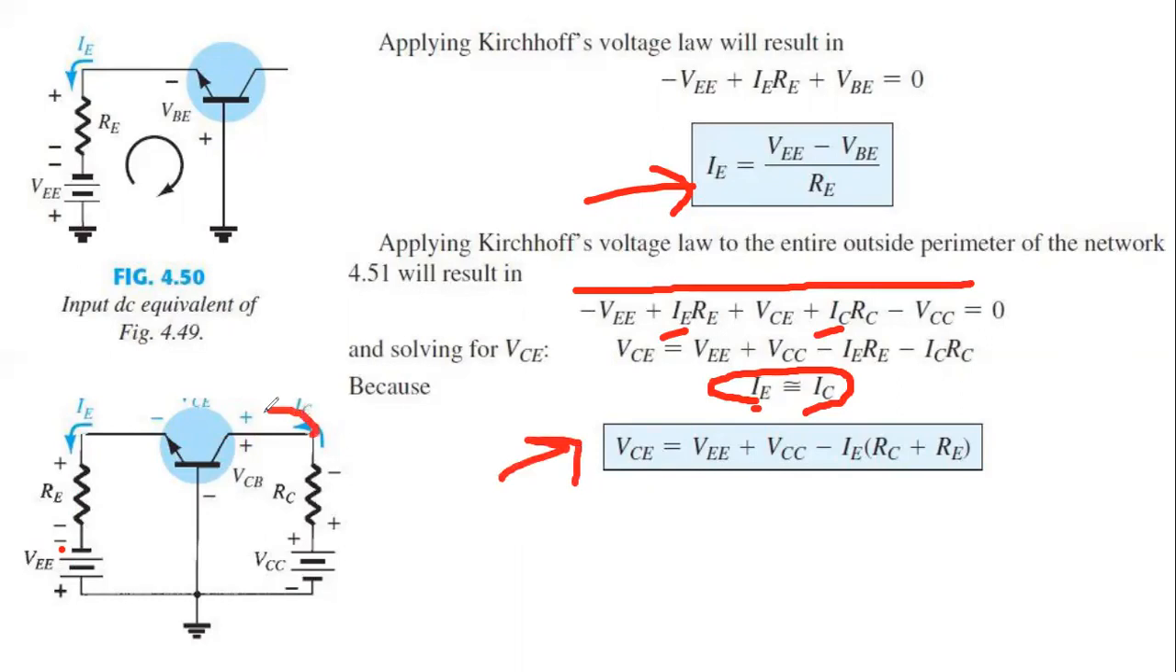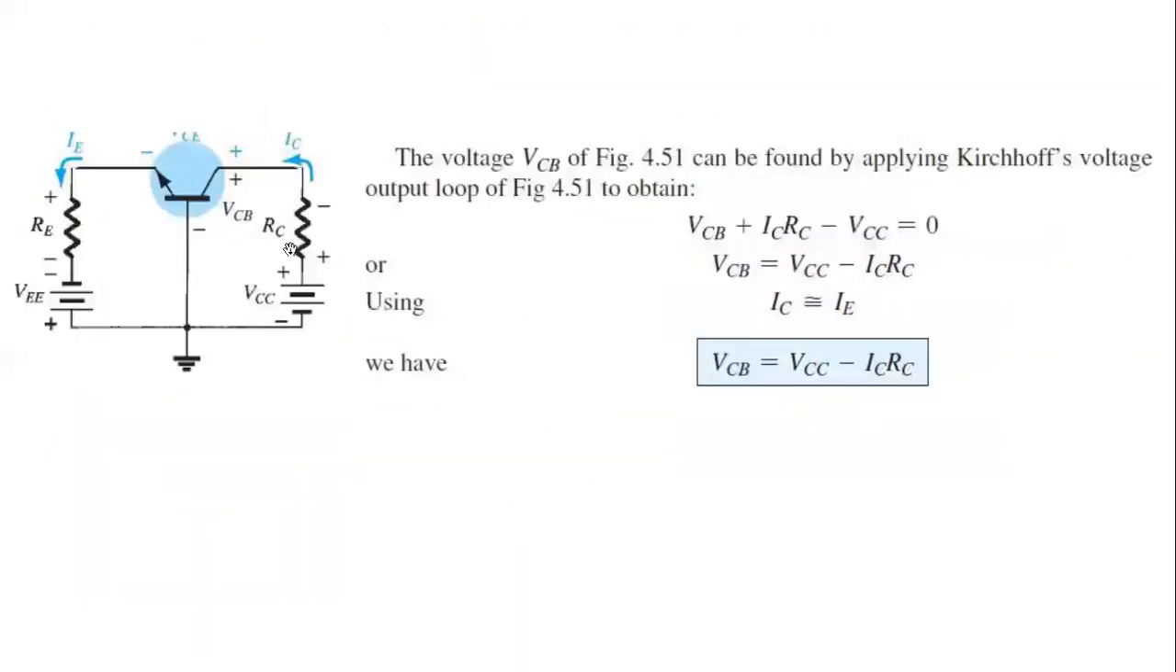To find out the output voltage VCB, we can now apply the KVL into the outer loop. You see that they have applied the KVL here in the outer loop. If they apply the KVL, they get this equation. From this, you can easily find out the VCB.